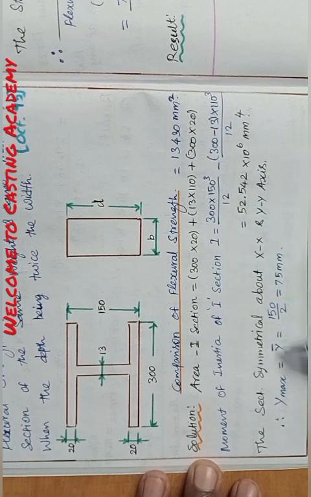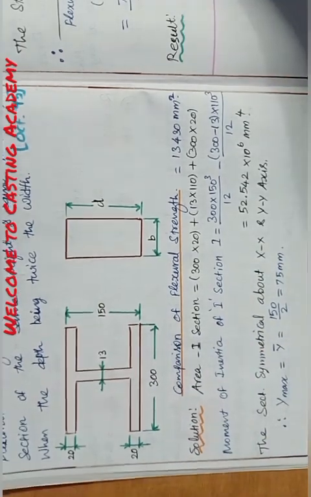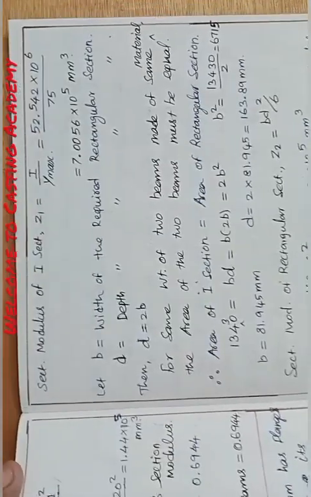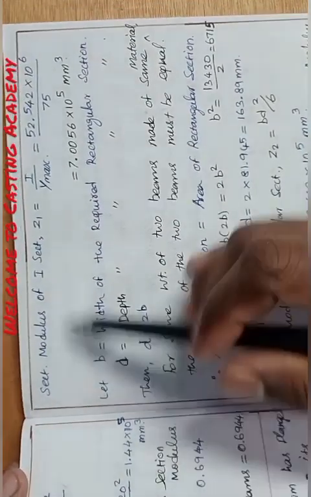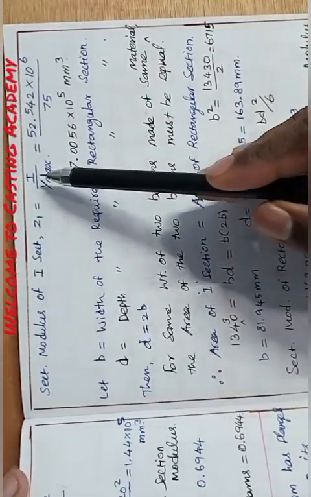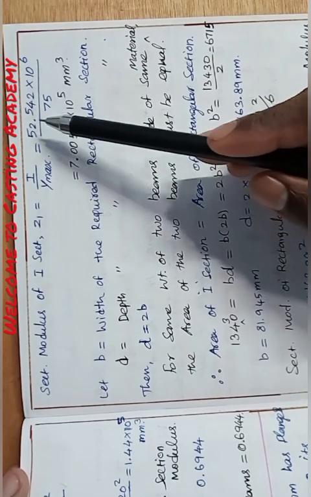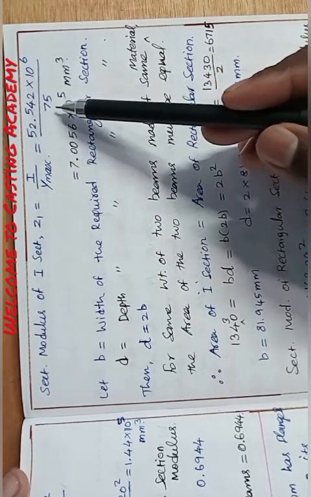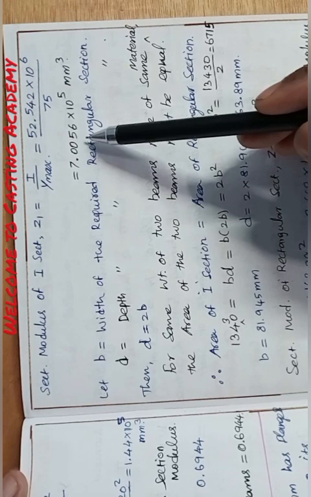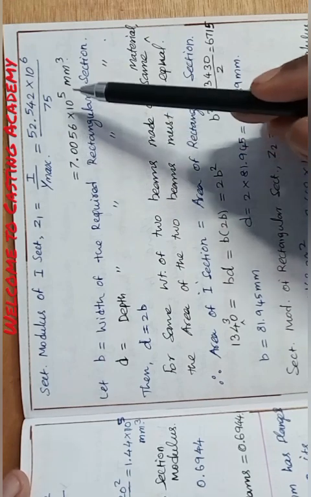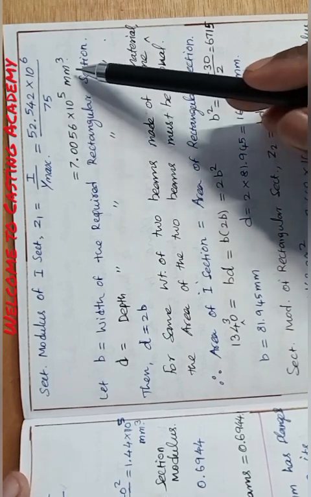Therefore y max equal to y bar equal to 150 divided by 2, overall height divided by 2, that is 75 mm. Section modulus of the I section Z1 equal to I divided by y max, that is equal to 52 into 10 power 6 divided by 75. The answer is 7.005 into 10 power 5 mm cubed.